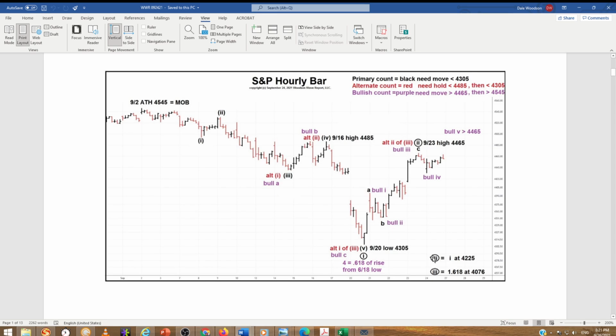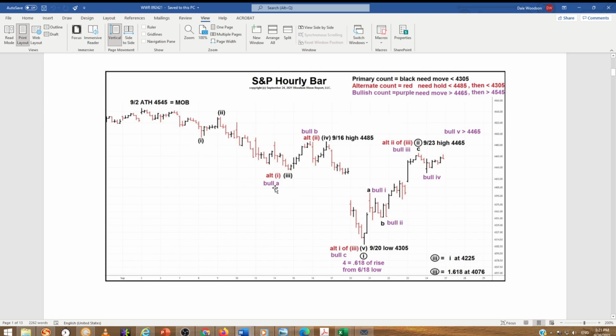There's our targets for this third wave. It's the 1 in a circle and the 2 in a circle, and then the 3 in a circle. For you technicians, that's minute degree, okay? And these are all sub degrees of that, minuet and subminuet. Anyway, the bullish count, okay?